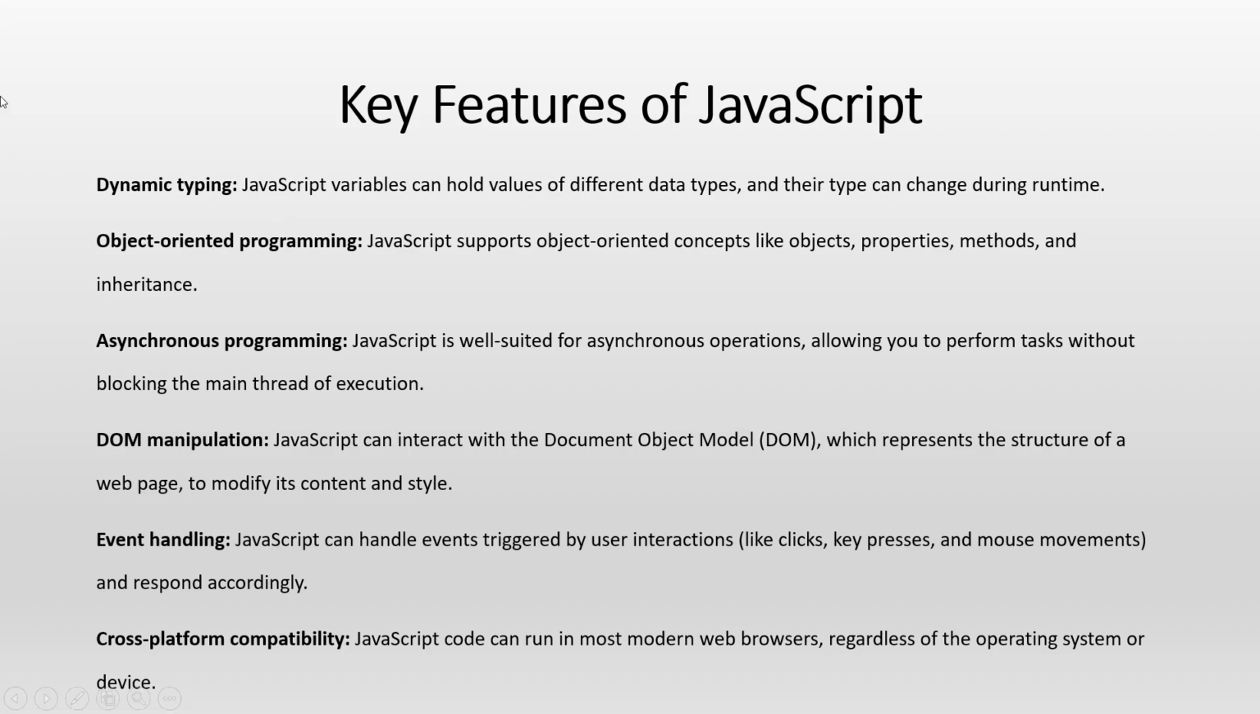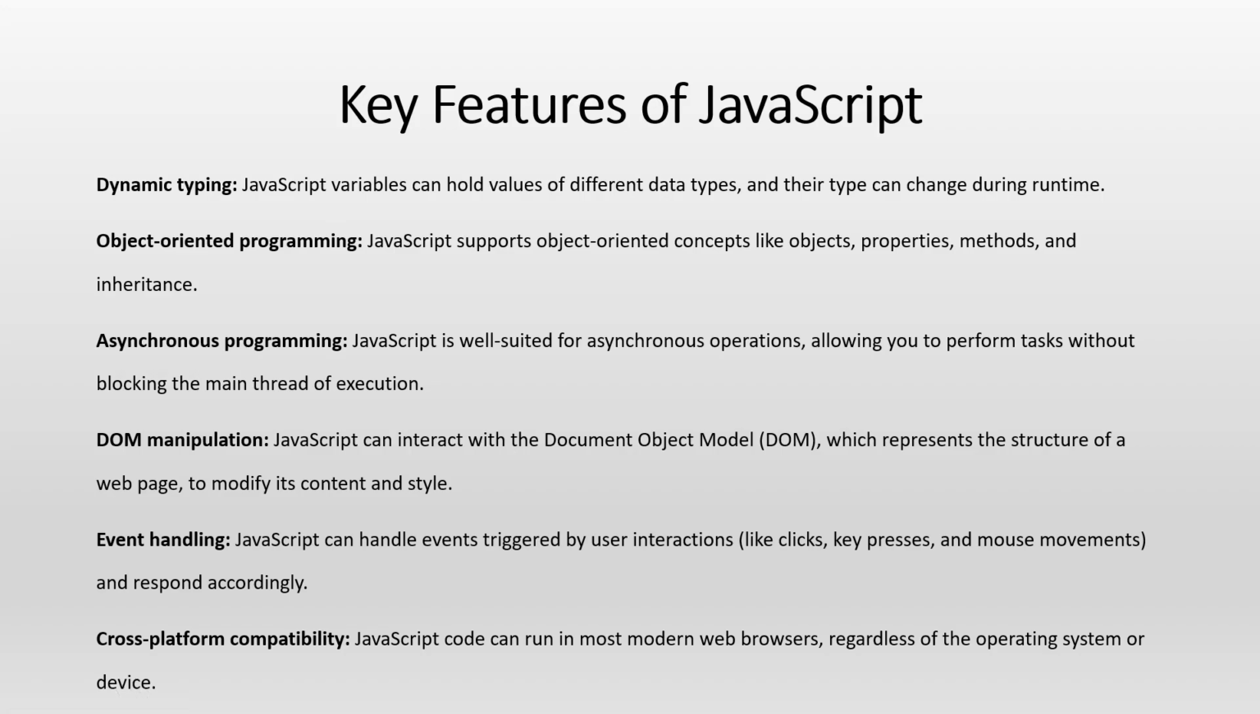I will explain what these JavaScript variables are later on. JavaScript variables can hold values of different data types, and their type can change during runtime. In other programming languages like Java and C++, we have to specify variables like int, string, or Boolean. We have to declare all the variables first.